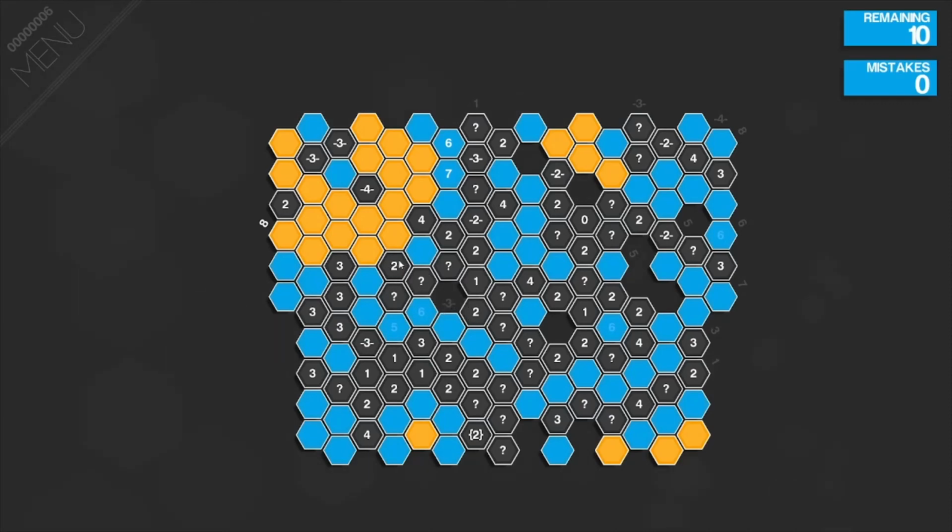And that opened up a 2 here, which has 2 bombs touching it. We can open up both of those, revealing a 3, which only has 3 cells touching it. So we can mark both of those, and this 3 is now solved as it has 3 bombs touching it, so we can open up this one.